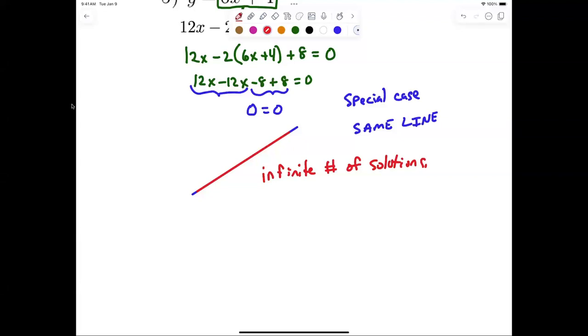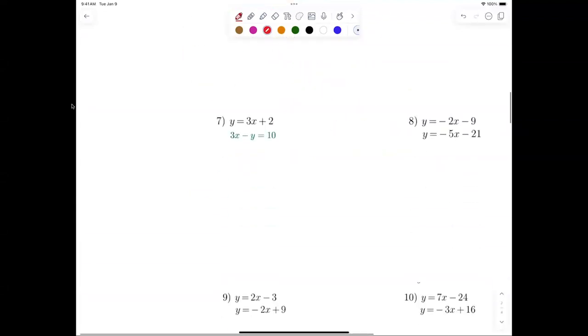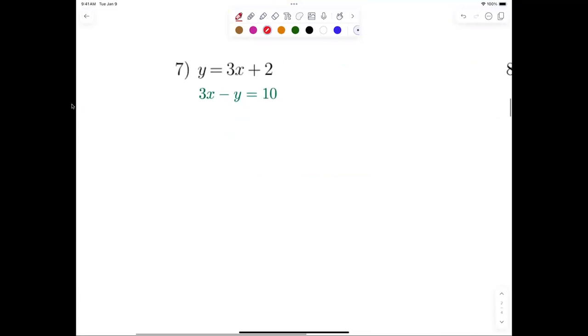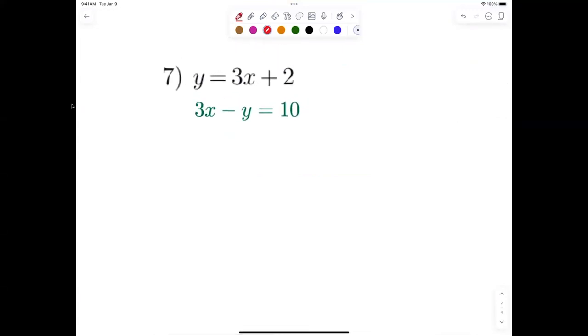There's another special case we'll get to when we get there. Let's check out number 7 now. Here we go. What does y equal? Y equals 3x plus 2. So I'm going to plug in y as 3x plus 2.